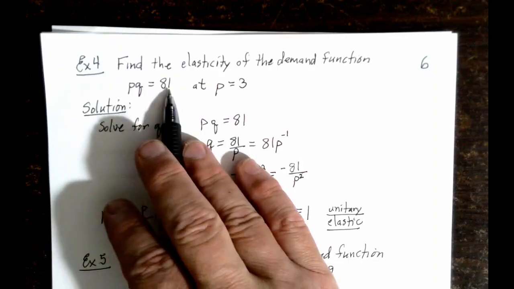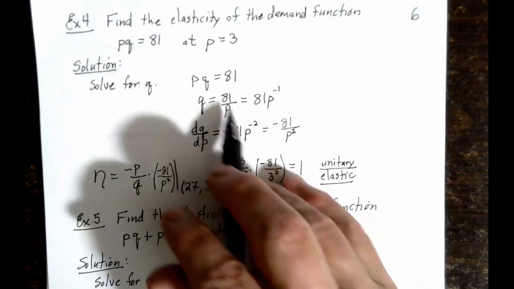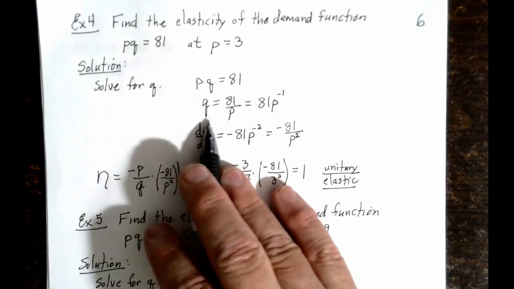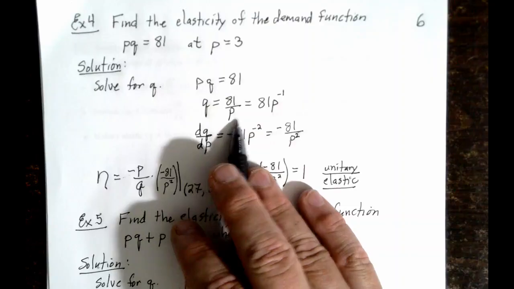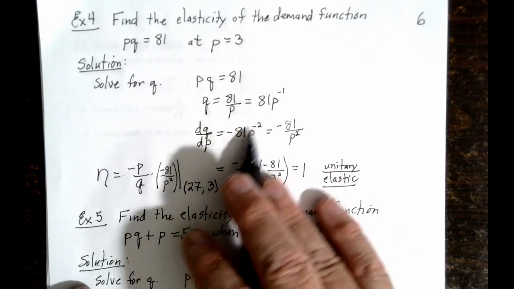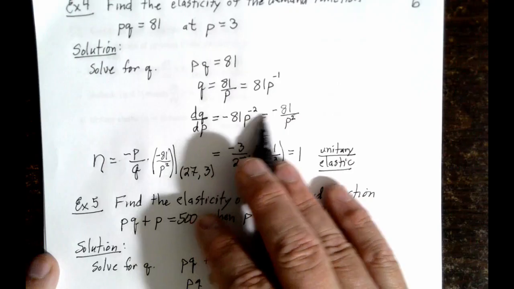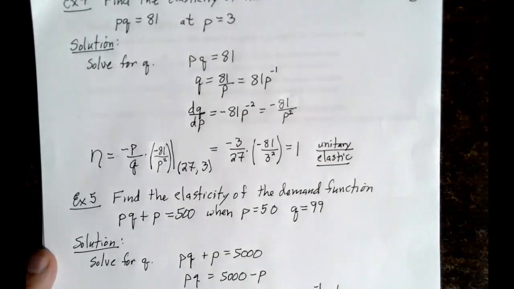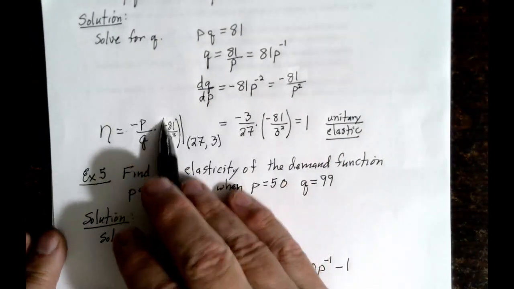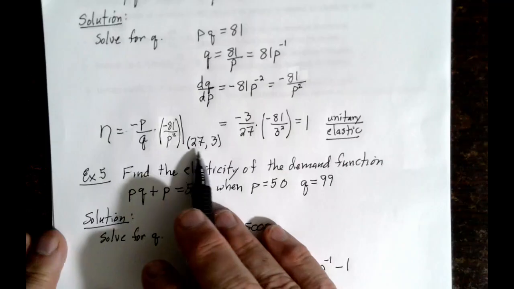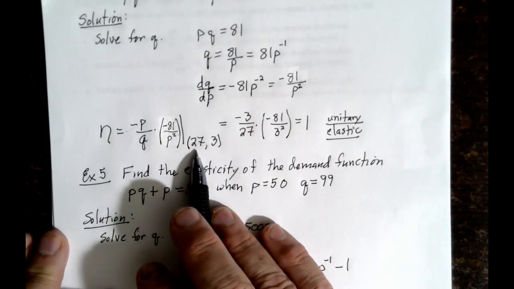P times Q equals 81, and P equals 3. So you got to solve this for Q. So you divide both sides by P, and I rewrote it this way so it's easier to take the derivative, and we get negative 81 P to the negative 2, or negative 81 over P squared. And that's what we plug into here. We still have our negative P over Q. We still have our Q and P.